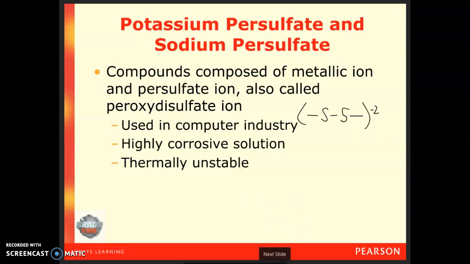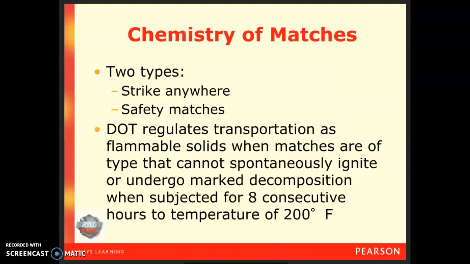The last thing we want to talk about out of this chapter are matches. Now, matches come in two different forms. There are the strike anywhere matches, and then there are safety matches. Strike anywhere matches are, as they say, matches that can be struck on any surface. Safety matches are the ones that we're the most familiar with. They're the ones that have the strikers on the box or on the back of the matchbook, and we have to strike the match against that surface in order to get them to light.